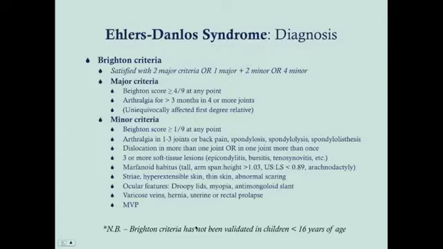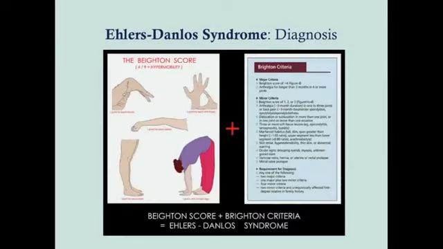So the Brighton criteria is primarily applied to adults. It has not been validated in children less than 16 years of age, but that doesn't mean it's not used in some cases. Don't memorize the Brighton criteria for the USMLE. You won't be asked on that specifically, but it's worth knowing that these are the things that we look for. So the Brighton score and the Brighton criteria are used together to diagnose Ehlers Danlos syndrome clinically.